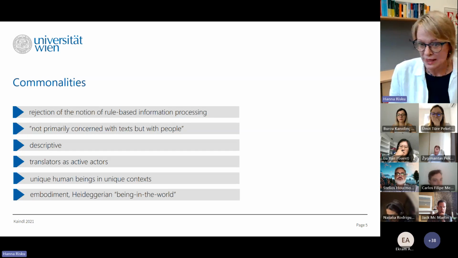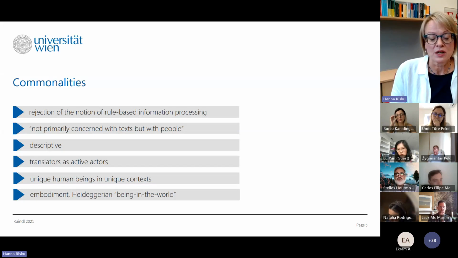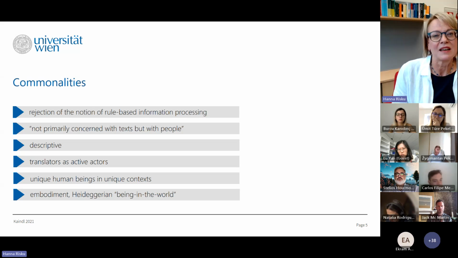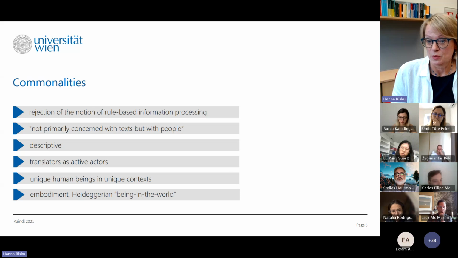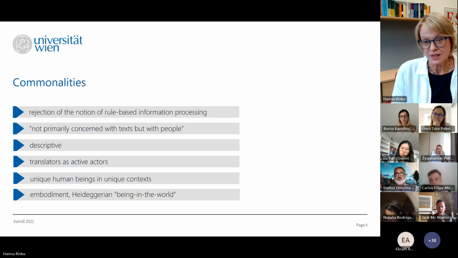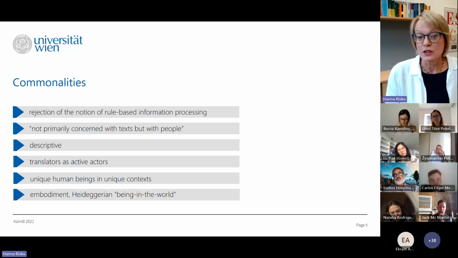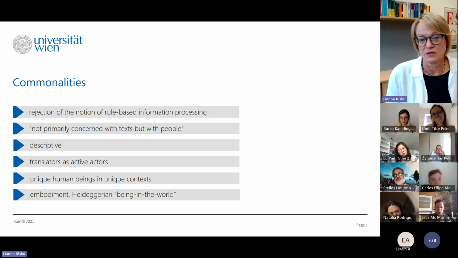They all also emphasize the aspects of embodiment and the visibility of real people. They strive towards humanization of translation studies. It is also this shared recourse to the Heideggerian being in the world in all three approaches that points to the similar origins and motivations of the approaches. So actually, I'd like to conclude that the three approaches are, in that sense, quite compatible in their basic motivations.